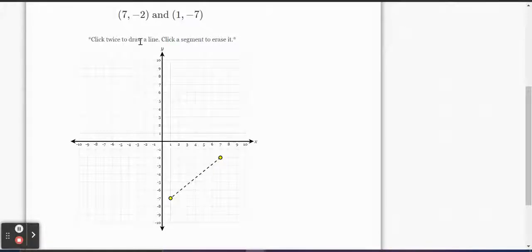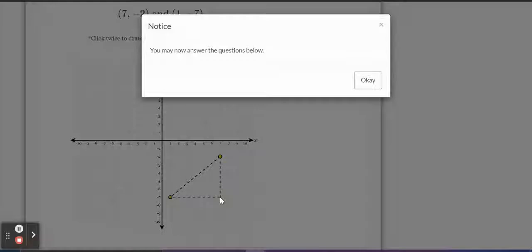So it says click twice to draw a line. Click a segment to erase it. All right. Hopefully, I don't have to erase. So I'm going to draw a right triangle. So I'm going to click. Kind of did that backwards, right? So you click here and then click here and you make a right triangle, okay?